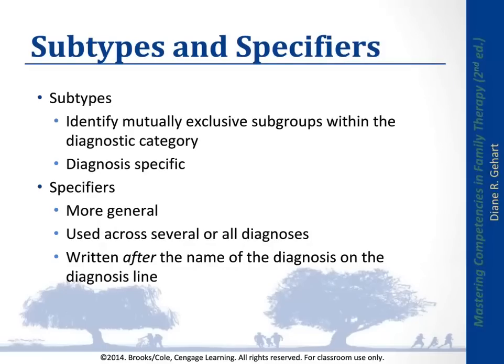So another thing that's not necessarily new to the DSM-5, but let's say more prolific in the DSM-5, are subtypes and specifiers. Subtypes are mutually exclusive subgroups within a diagnostic category, and these are going to be diagnosis specific. They're going to have separate codes for each subtype. So the adjustment disorders have subtypes with different codes for each. In contrast, specifiers are much more general, and some of these new specifiers are actually used across several or all diagnoses, and some are diagnosis specific.